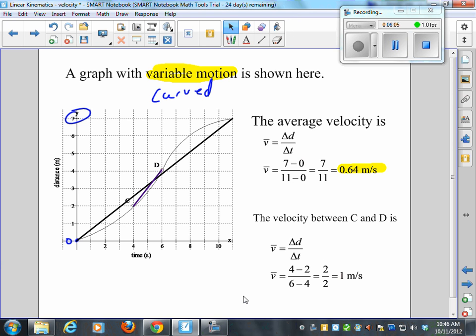So to find the average velocity between C and D, I find the slope between C and D. I started at position 2, I went up to position 4. So my displacement is 4 minus 2, or 2. The time was from 4 to 6, so my time difference is 6 minus 4, which is 2. The slope of the purple line is 1. You'll notice that it's steeper than the black line.